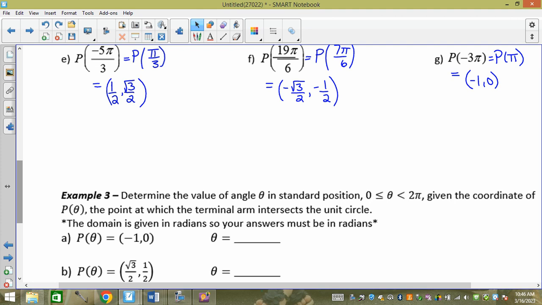Whoa! Now they're giving us the point, and they want the angle. Now the catch is, if I give you an angle, you have only 1 point that will work with it. True statement? Yes.